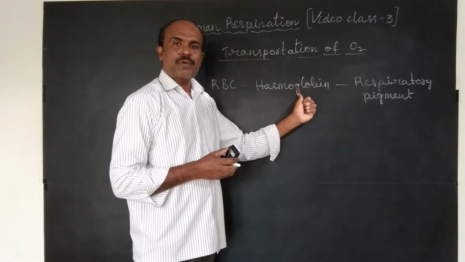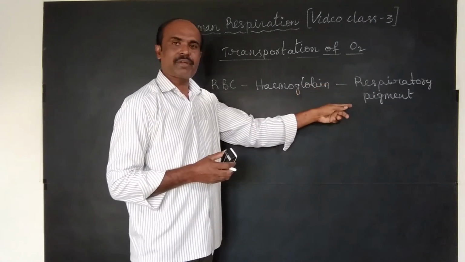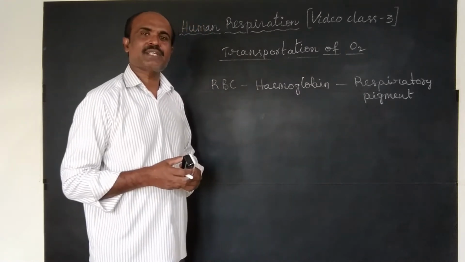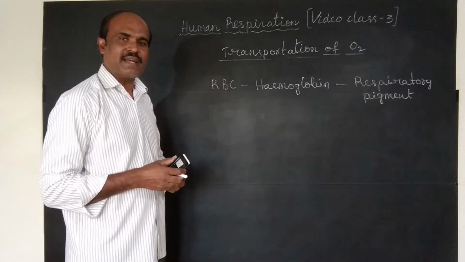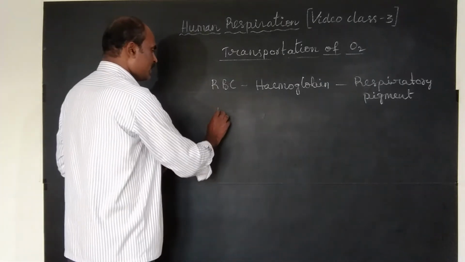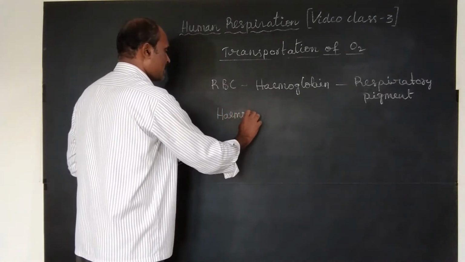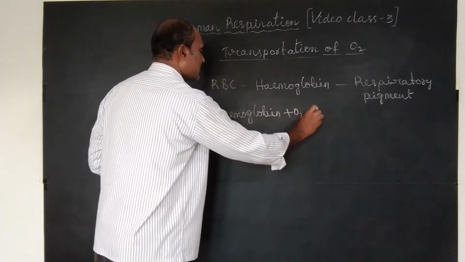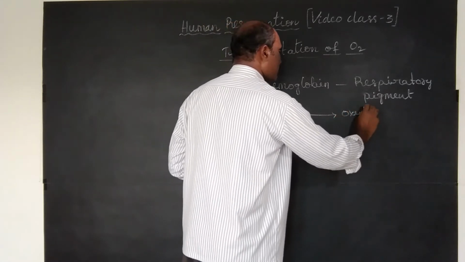Respiratory pigment hemoglobin is not ordinary, it is a pigment. It is a respiratory pigment because it helps in respiration, transportation of oxygen and carbon dioxide. Let us study how. See, this hemoglobin combines with oxygen, resulting in the formation of oxyhemoglobin.